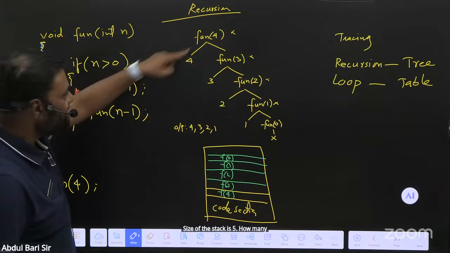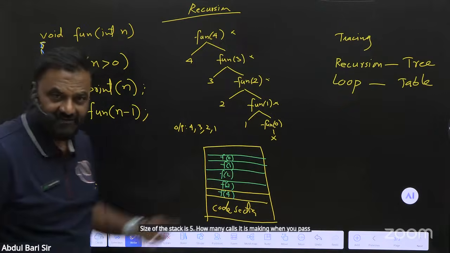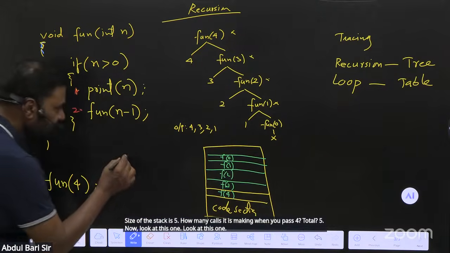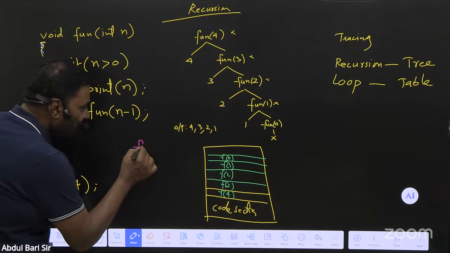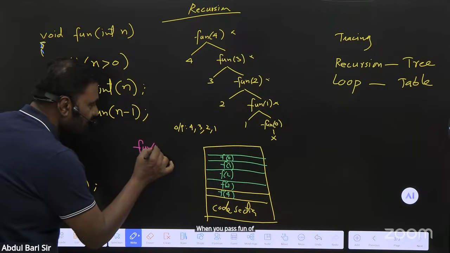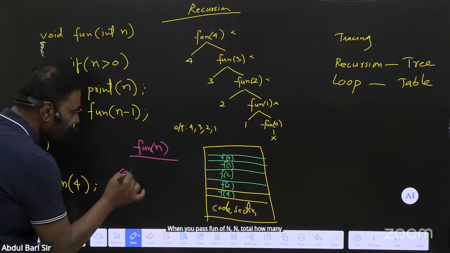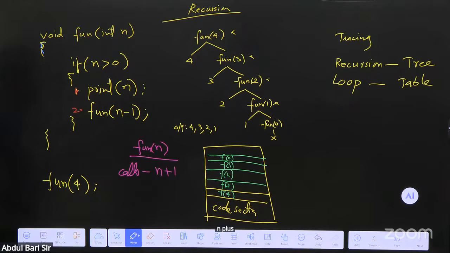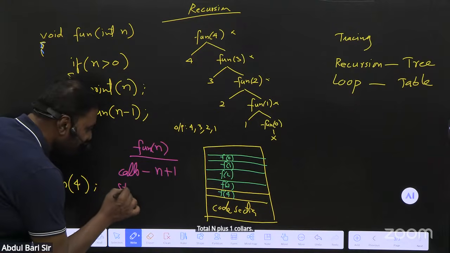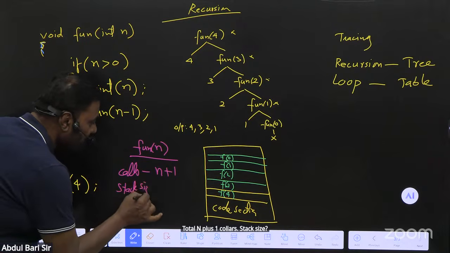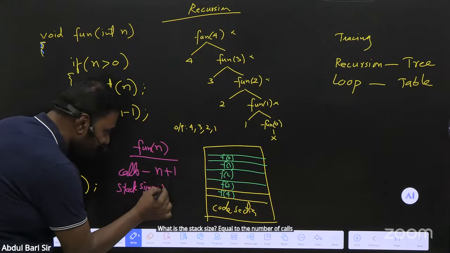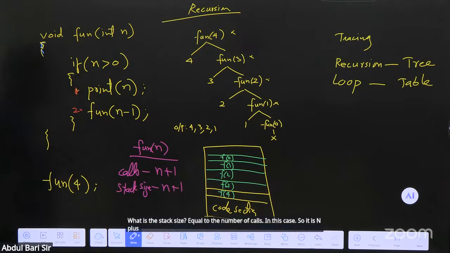How many calls is it making when you pass 4? Total 5. Now, look at this one. When you pass fun of n, total how many calls? N plus 1. N plus 1 calls are made. Total N plus 1 calls. Stack size: what is the stack size? Equal to the number of calls in this case. So it is N plus 1 only.